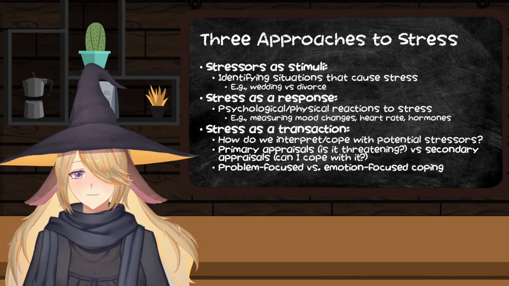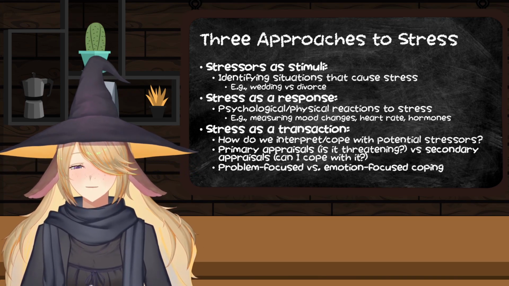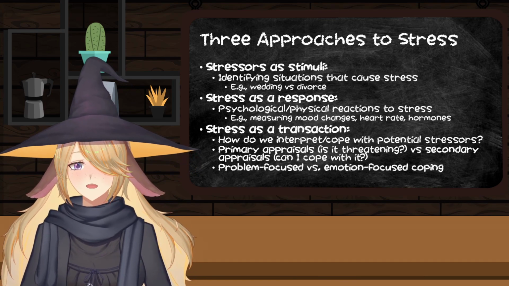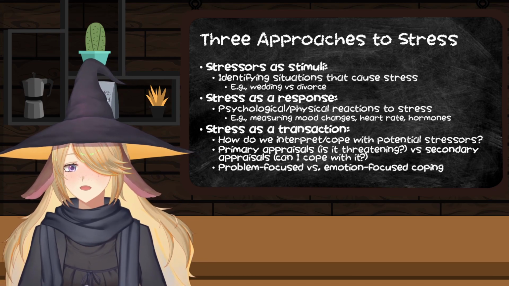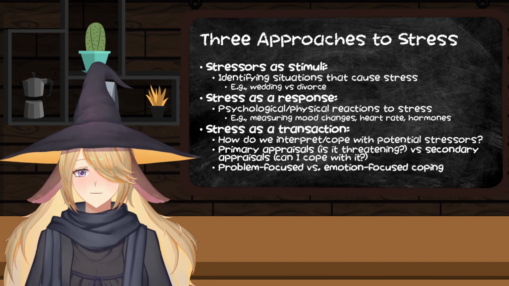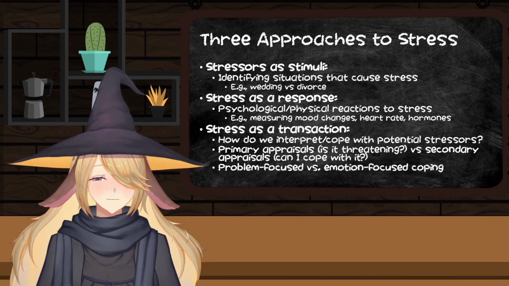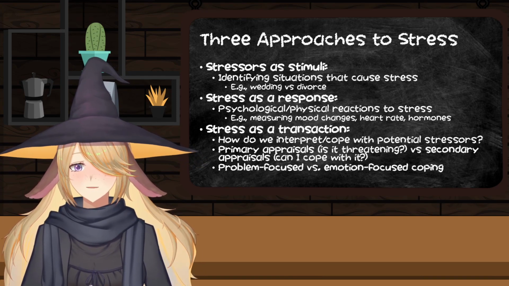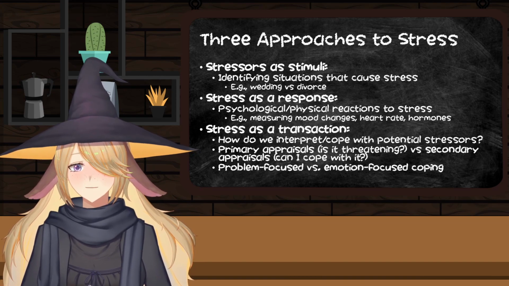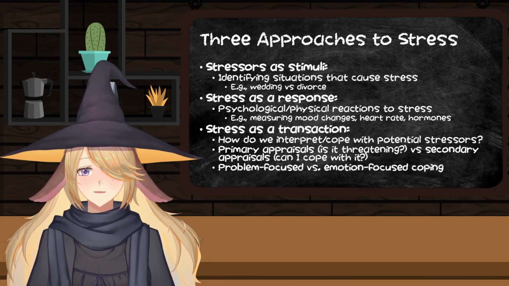So it turns out that we have different kinds of experiences. We might have a primary appraisal, when we encounter something, of: is it threatening? Am I in danger? Versus a secondary appraisal. Can I cope with the thing? Do I have the resources to deal with that? And then that even further breaks down into problem-focused versus emotion-focused coping.